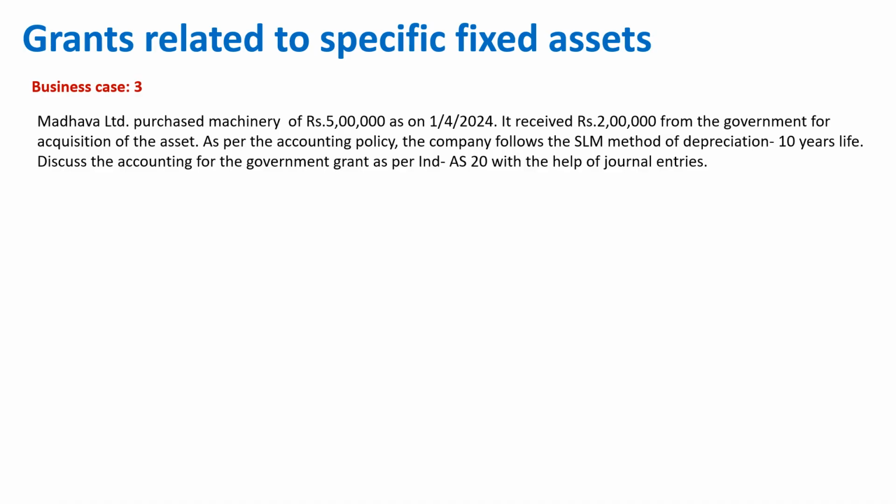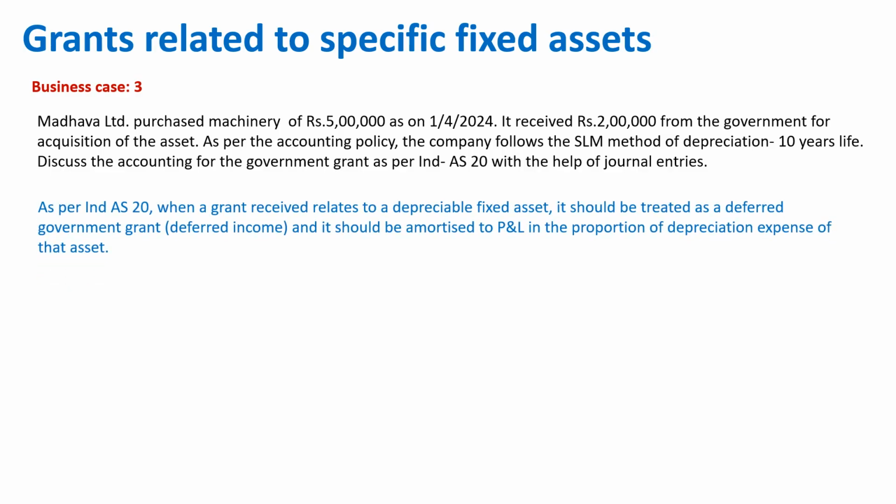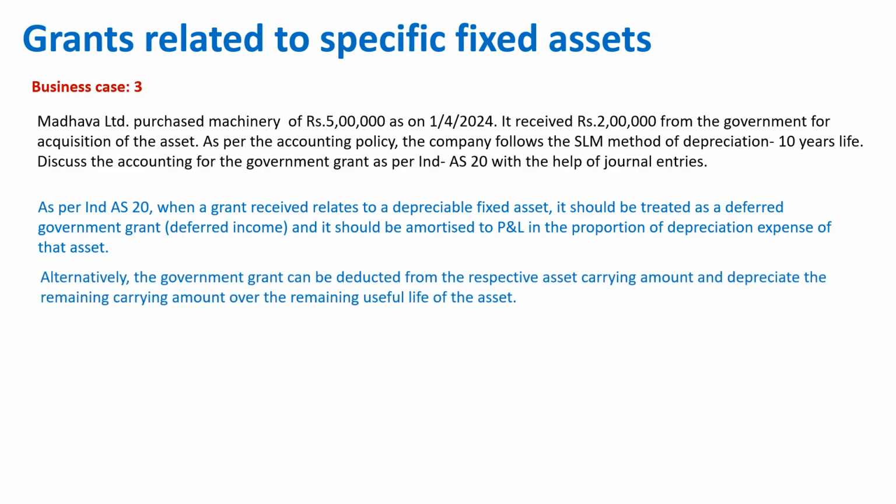So let's understand how to record this. As per Ind AS 20, when a grant received relates to a depreciable fixed asset, it should be treated as deferred government grant and it should be amortized to profit and loss account in proportion of depreciation expenses of the asset. This is what we understood in the previous slide. Alternatively, the government grant can be deducted from the respective asset carrying amount and the remaining carrying amount depreciated over the remaining useful life of the asset. So two alternatives are there and we'll try to solve this problem also in two alternatives.